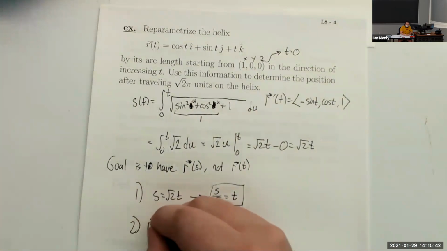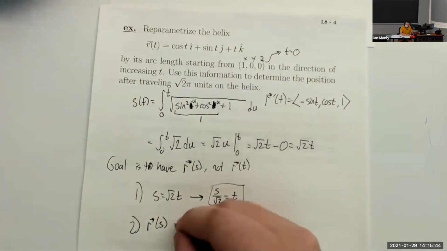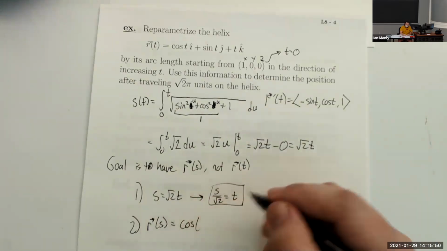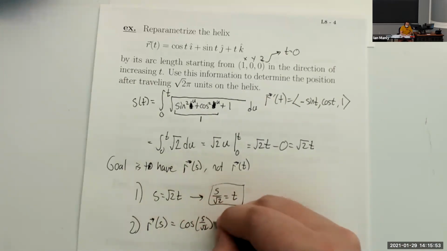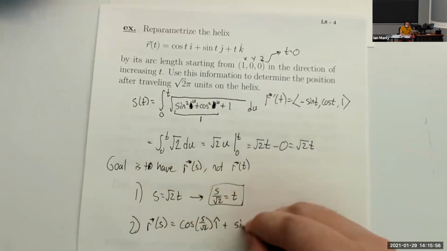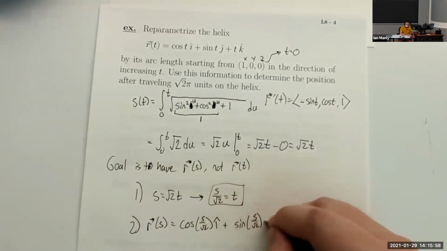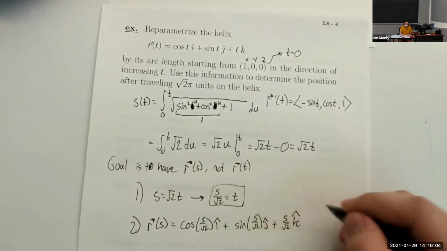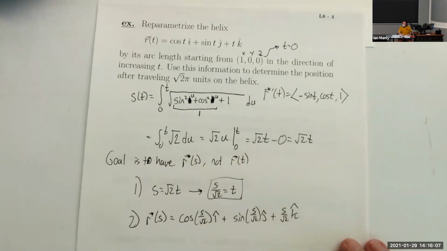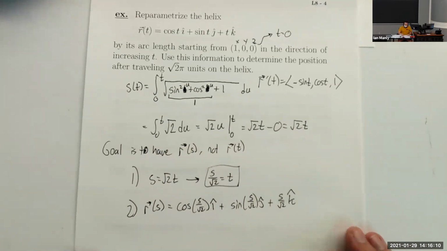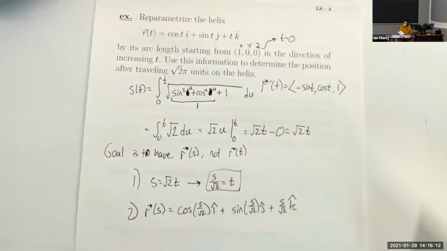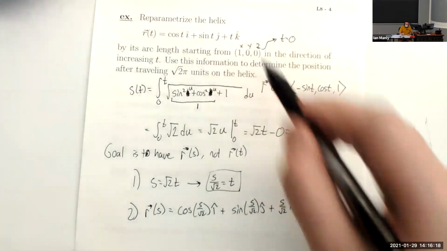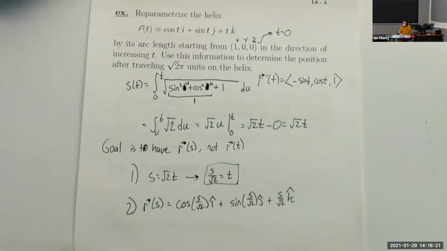So our second and final step here is saying that r of s, so now it depends on arc length, is going to be cosine of s over root 2 i hat, sine of s over root 2 j hat, and then s over root 2 k hat, right here. All right, so we have that. How do I find t equals 0 from this? I set 1 equal to this, 0 equal to this, and 0 equal to this. And t equals 0 is the only number that will satisfy all of those.